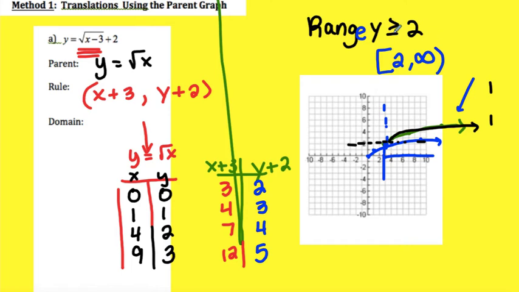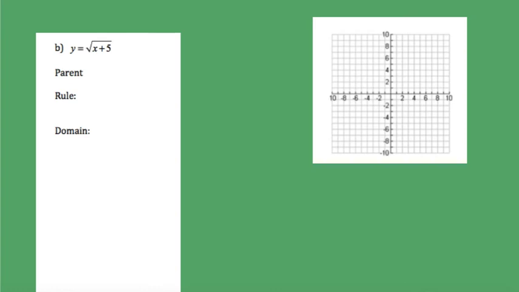All right, so hopefully that makes sense, so we're going to try one. So here's our graph. I look at it, I see that the parent function is y equals the square root of x. So I'm going to write y equals the square root of x. Now I only see an h, so my rule is only going to affect my x's. So my rule would be in this case, remember it's always opposite, so x minus 5 comma y, because the y's, there's no k, the y's are not going to change.